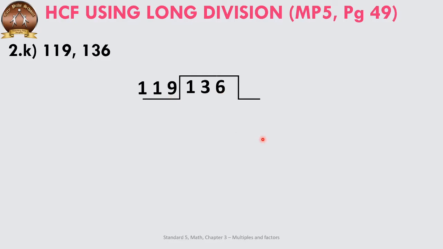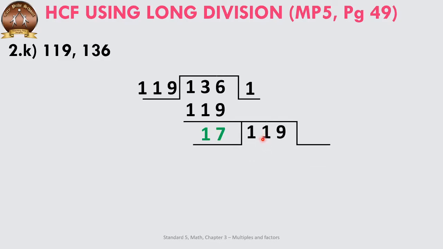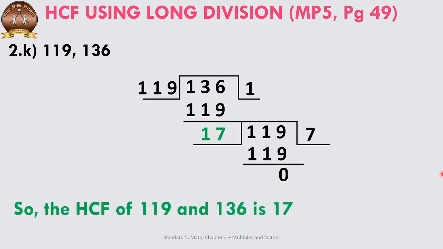Now 119 into 1 is 119. When we subtract them, we get 17. Now what happens next? The remainder becomes the new divisor and the previous divisor becomes the dividend. Can you see here? 119 becomes the dividend and 17 becomes the divisor. Now 17 multiplied by 7 gives us 119. And now we get the remainder as 0.